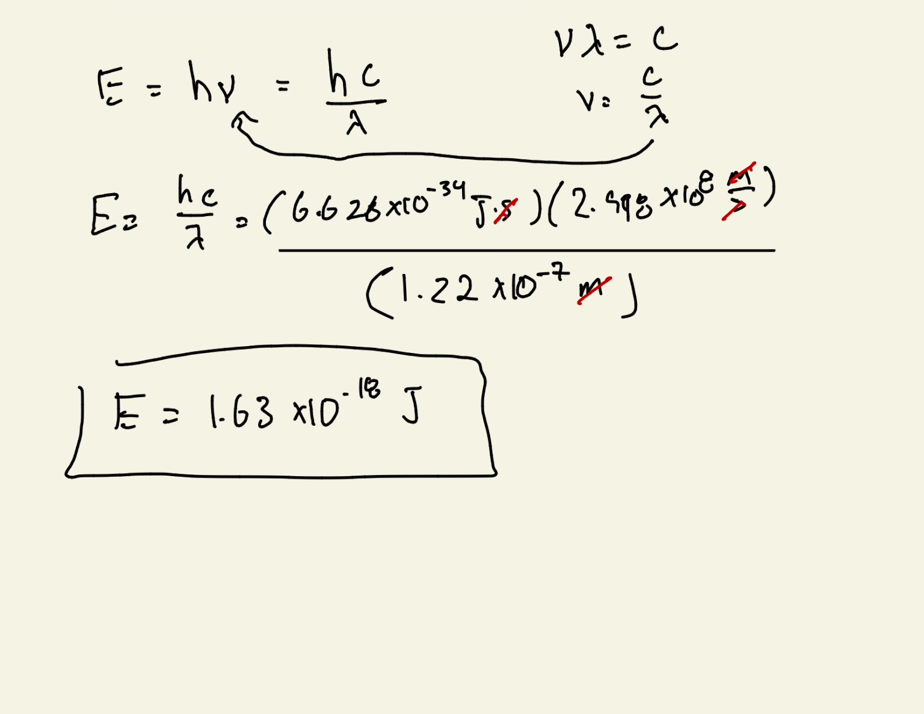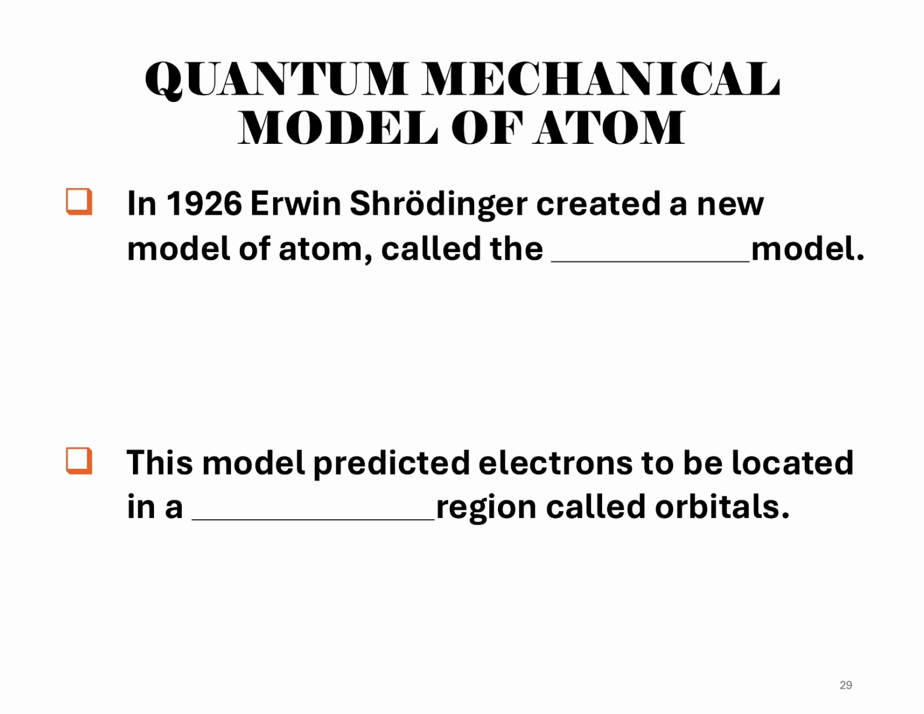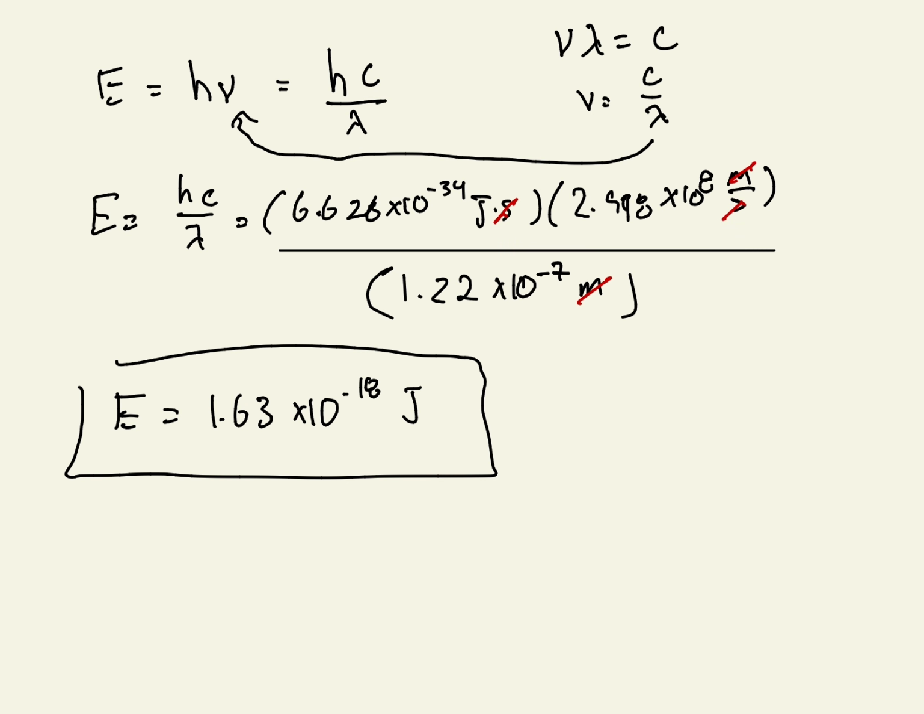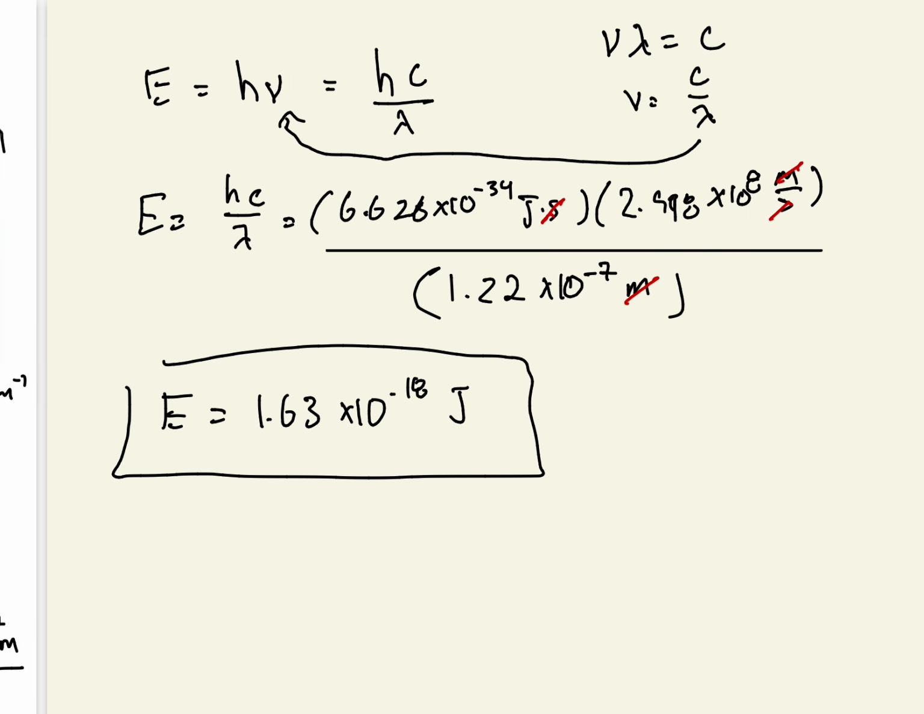So that's how we calculate the energy released by an excited electron within an atom. So we're going to take a break for this lecture here. Next time we're going to start talking about the specific electron structures within atoms. And that's going to be related to the quantum mechanical model of the atom, right? So we're just barely scratching the surface of what quantum mechanics is.